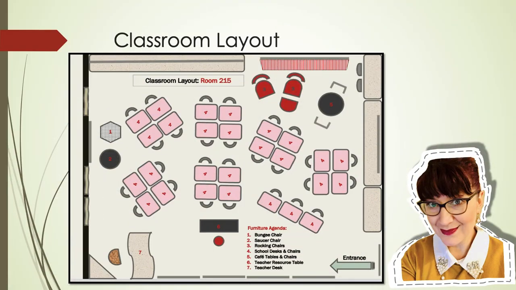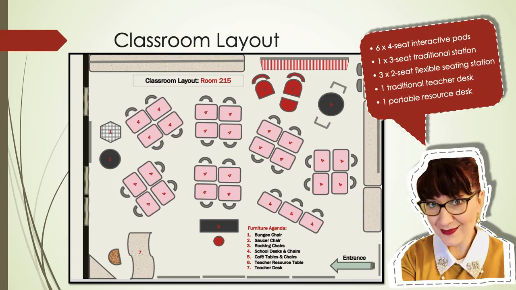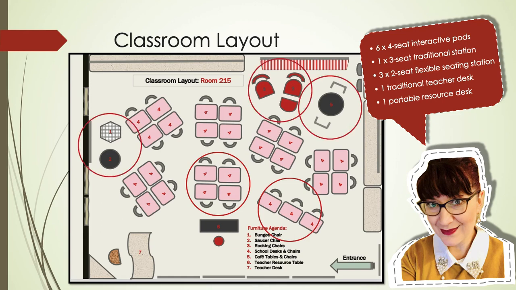Based on my classroom setup assessment, I have created a room layout that includes 6 groupings of 4-seat interactive stations or pods, 1 traditional 3-seat desk grouping, and 3 separate flexible learning stations. For my own job duty needs, I have a traditional desk in the corner of my room where I do my class preps and lesson planning, where I complete grading and other assessments, and where I conduct parent phone calls. In addition, I have a portable resource desk in front of the room, which I utilize during my day-to-day instruction.